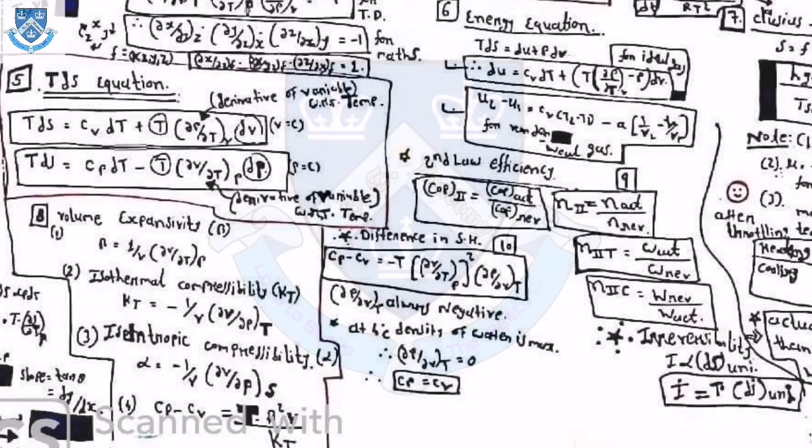Then second law efficiency. COP of second law is equal to COP of actual upon COP of reversible. Then second law efficiency is equal to eta actual upon eta reversible. Second law efficiency of a turbine is equal to W actual by W reversible, whereas for a compressor, second law efficiency is equal to W reversible upon W actual. Then irreversibility I is directly proportional to ds of universe. Then I is equal to T naught into ds of universe.